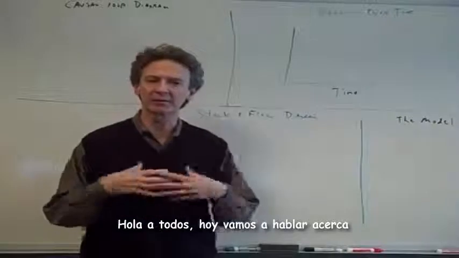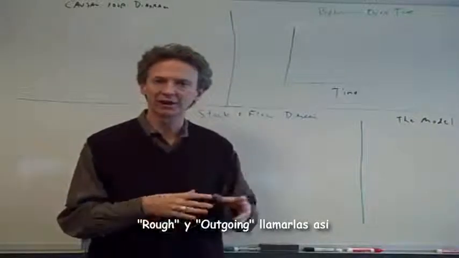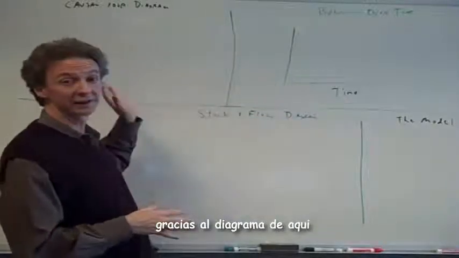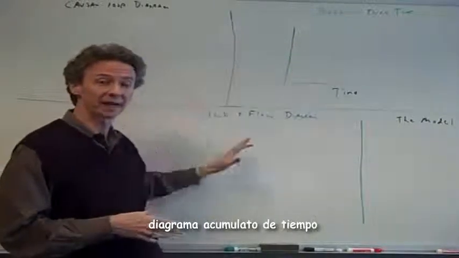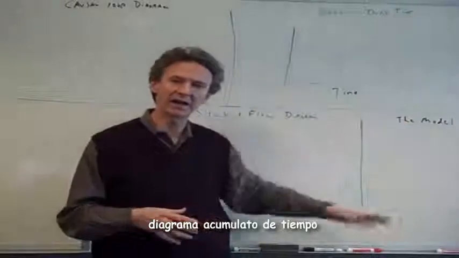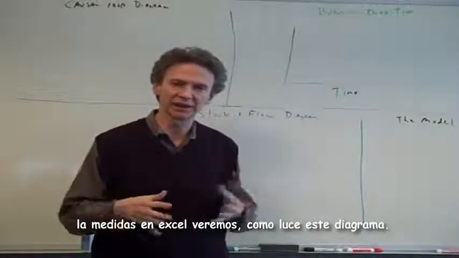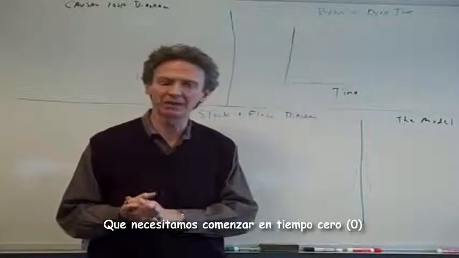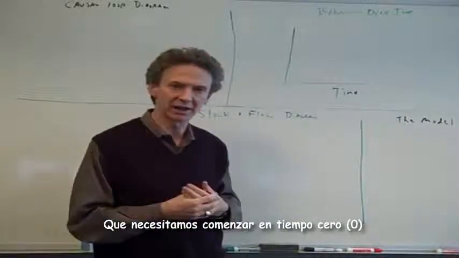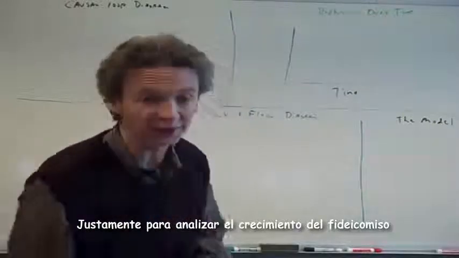Today we're going to talk about growth, and we're going to go through our usual 4 things of causal loop diagrams, behavior over time diagram, stock and flow diagram, and then model it in Excel and see what it looks like. And what I wanted to do though is start with the behavior over time diagram and just talk about what we usually think of as growth.